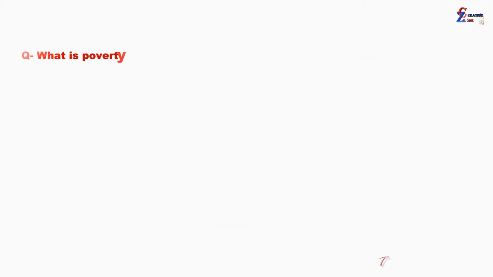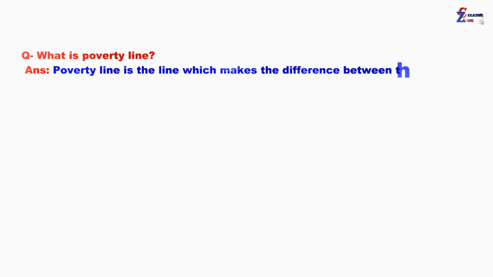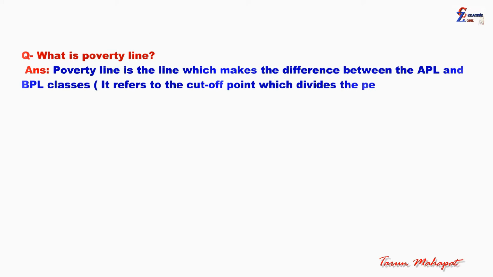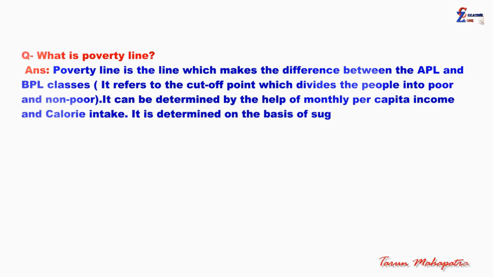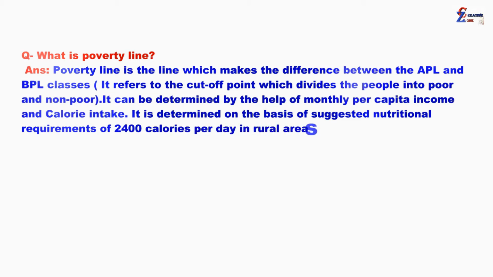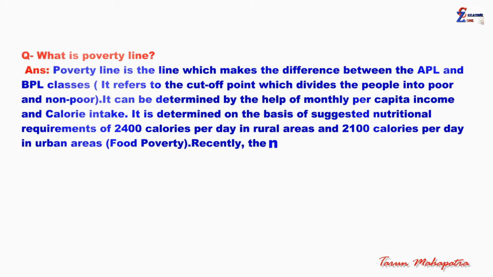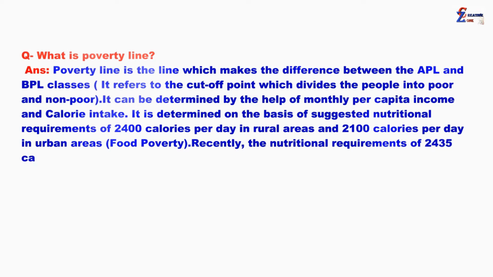Now we are going to discuss what is poverty line. Poverty line is the line which marks the difference between the APL and BPL class. It refers to the cut-off point which divides the people into poor and non-poor. It can be determined with the help of monthly per capita income and calorie index. It is determined on the basis of suggested nutritional requirements of 2,400 calories per day in rural areas and 2,100 calories per day in urban areas, which is considered as food poverty. Recently, the nutritional requirements are 2,435 calories per day in rural area and 2,045 calories per day in urban area.